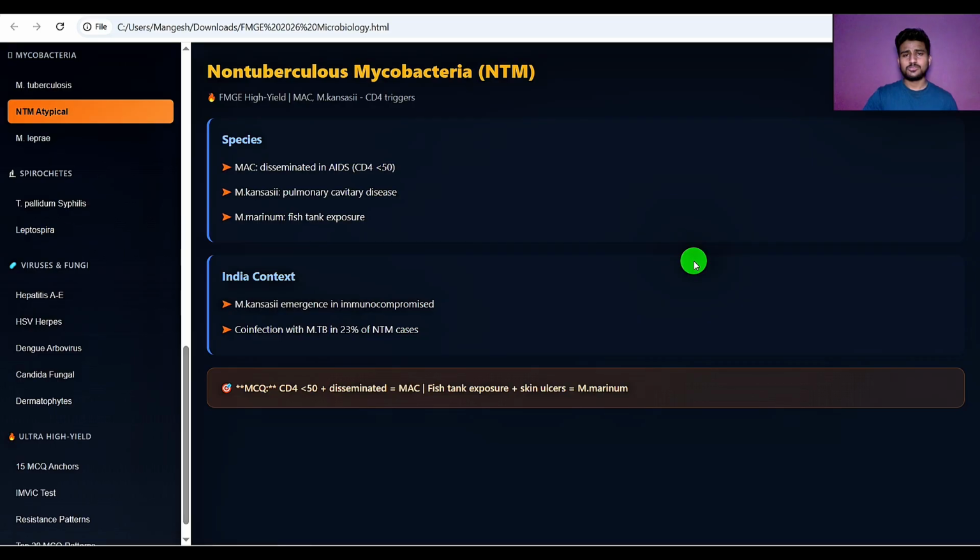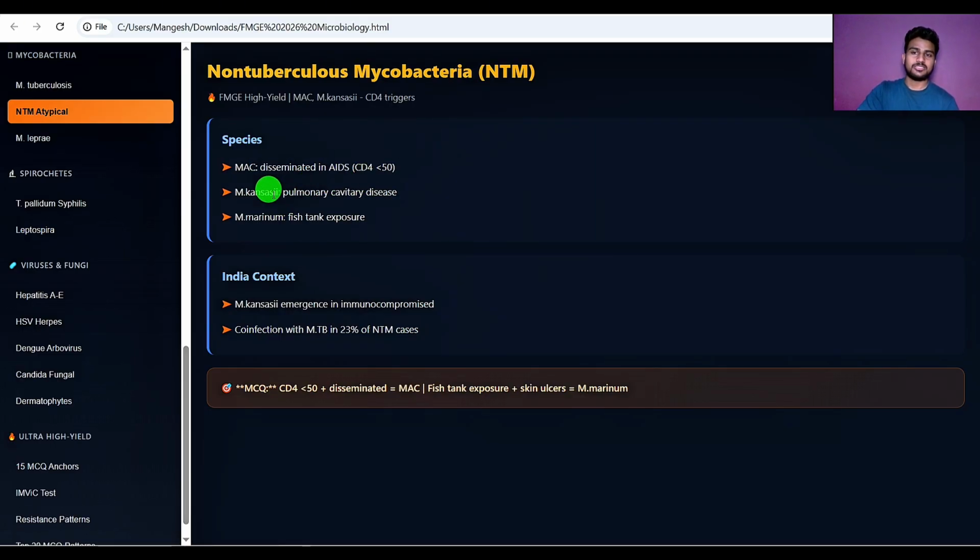The next topic that we are going to cover is non-tuberculous mycobacteria. These are also important because the examiner might twist the question, because most of the time, whenever we see the name mycobacteria, we jump toward tuberculosis. This is not what you have to do in the exam.